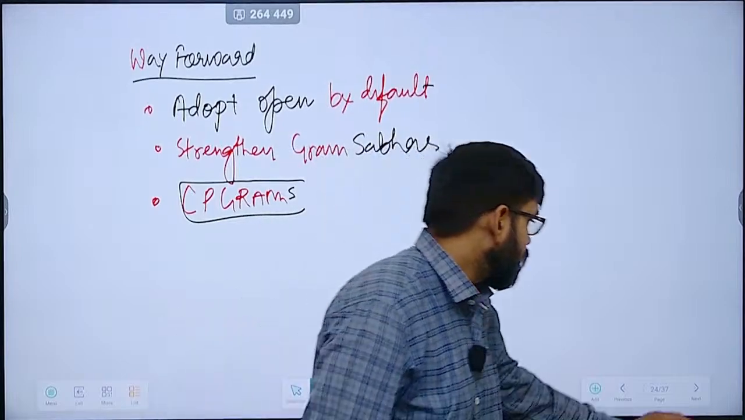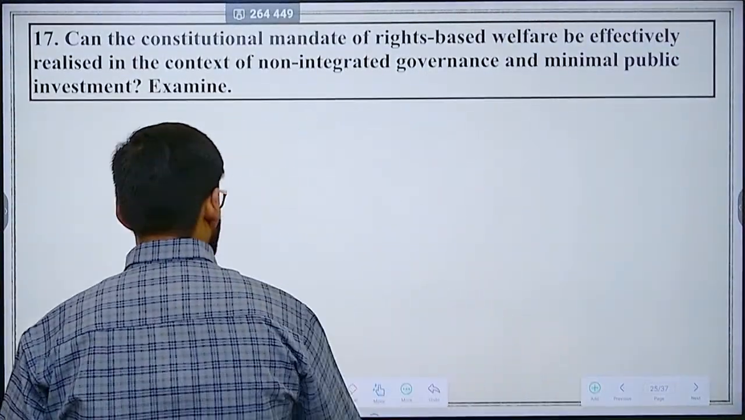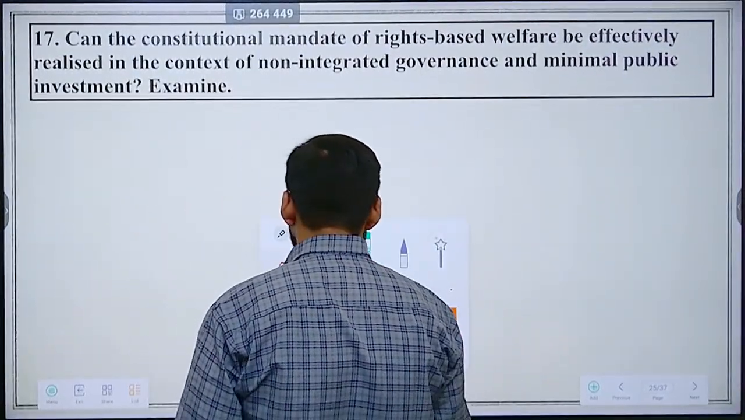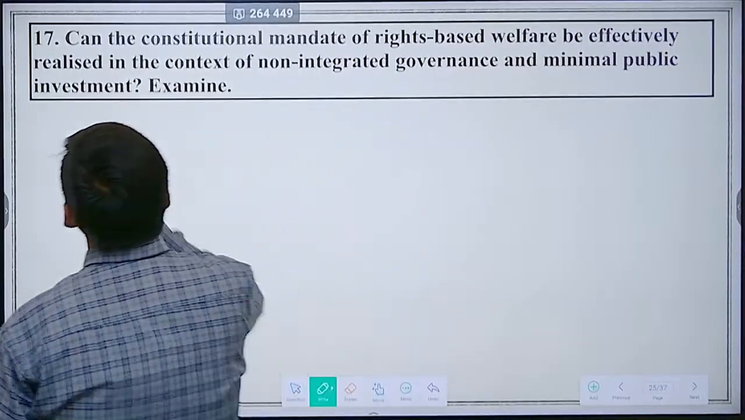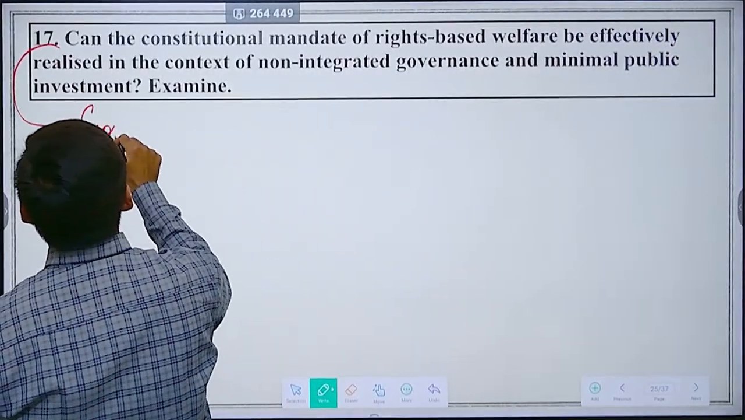Fine. Now next question 17. This is also related to governance only. This is again related to governance.